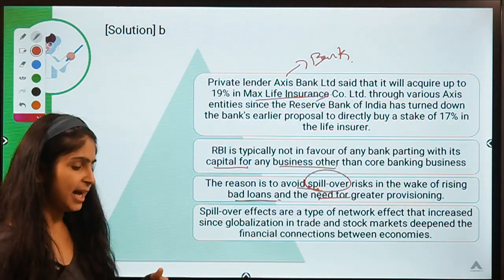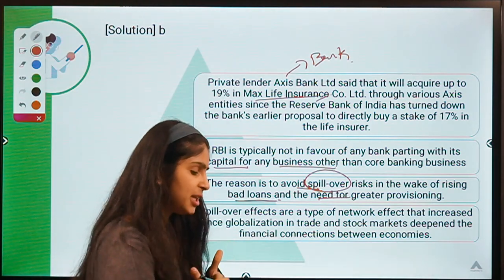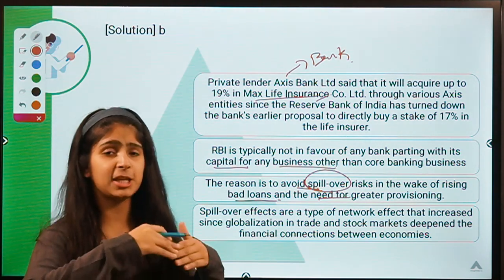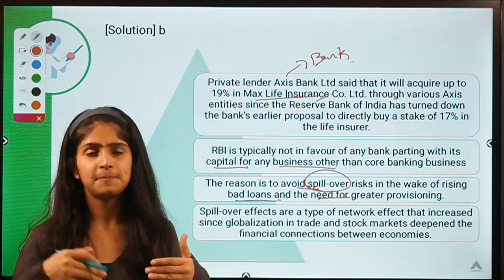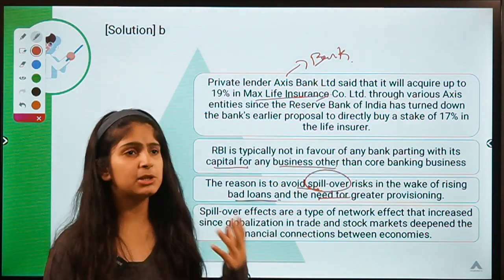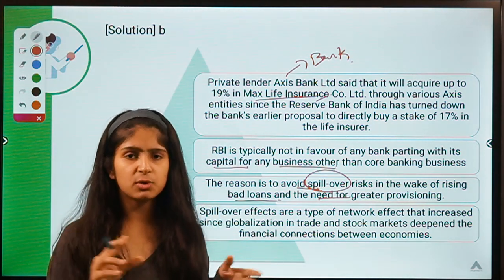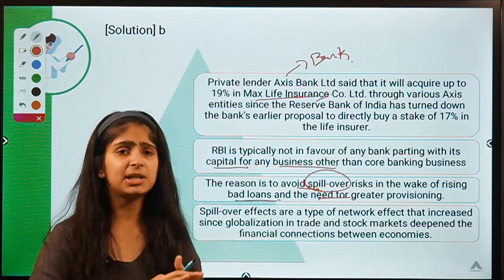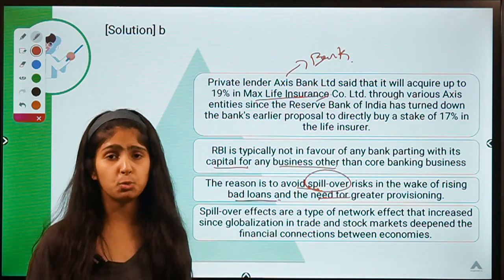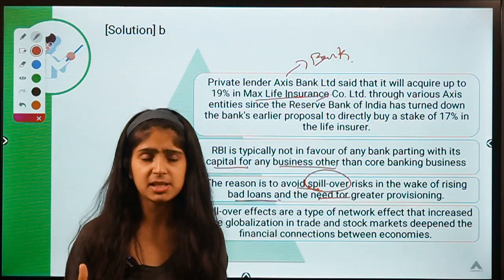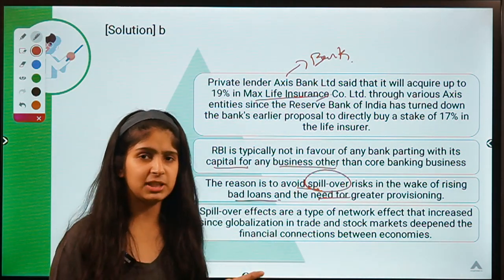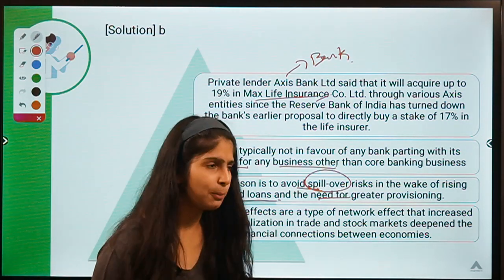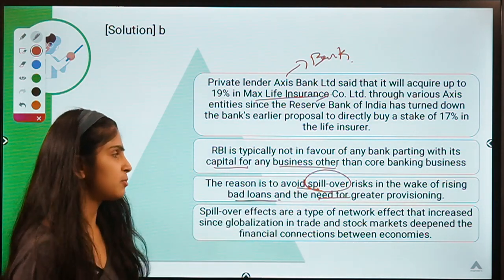Spillover means that the effect of one industry gets transferred to another industry, or the effect of any event happening in one country gets transferred to another country. For example, the US-China trade war. Two countries were in the war here, US and China, but it affected the trade for the entire world, because they are such huge economies. Any problem that goes on with them affects the entire world, right? So it affected the trade on a global level. So that is the meaning of spillover.